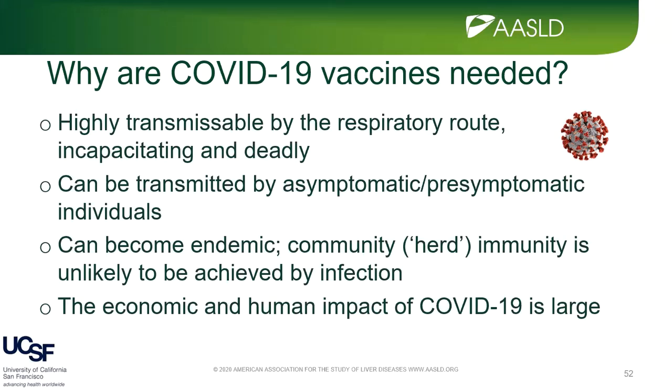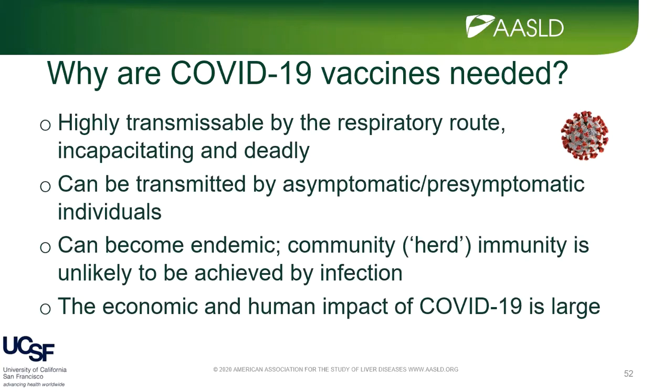It can be transmitted by asymptomatic or presymptomatic individuals. In other words, somebody can be walking around in the community transmitting without having any symptoms. And obviously people who are exposed to someone like that don't know they've been exposed. It is, I think, likely that in the absence of highly successful, efficacious vaccines, COVID-19 will become an endemic disease. In other words, we'll see it periodically in the community.